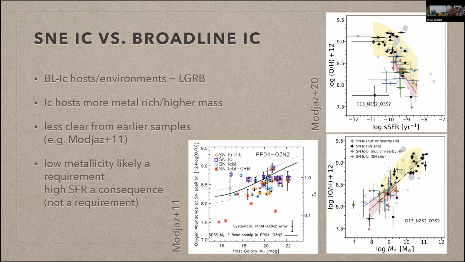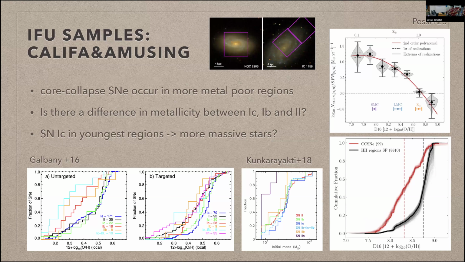If you take larger samples, you start to see that 1C hosts, not broadline 1C hosts, are more metal-rich and have higher masses than the rest. And broadline 1C host environments and GRBs are kind of similar. There are much bigger samples on that, although, as I said, if you go to the 1Cs and broadline 1Cs, you get very few, and it also becomes less clear. The supernova 1C are in younger regions with more massive stars. But is there a metallicity difference between the 1C, 1B, and type 2? That's also not clear.